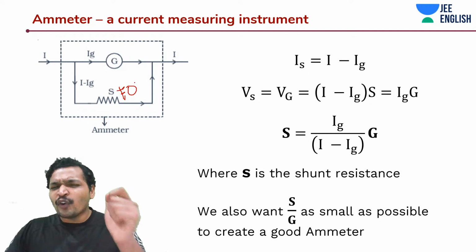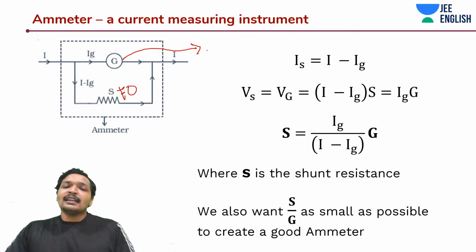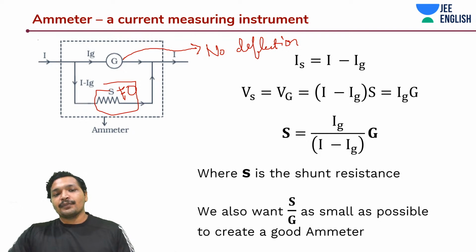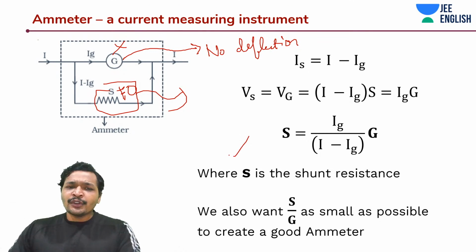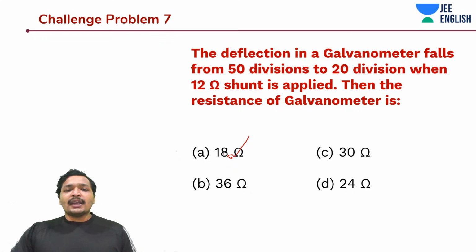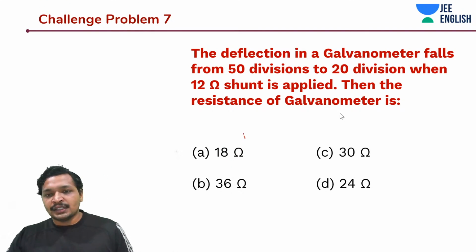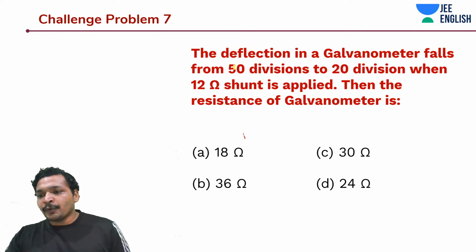It can be very low, very small, so that you can measure large currents, but it cannot be 0. If it is 0, then the galvanometer will show no deflection, because all the current will pass through this part of the circuit, and there will be no current, no deflection. So it's a good concept. Let's get into the next thing. So get started on this problem. Now most of your problems are going to be around shunt resistance only. Okay, shunt resistance is where you'll get most of your problems.